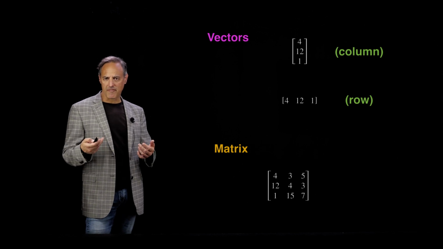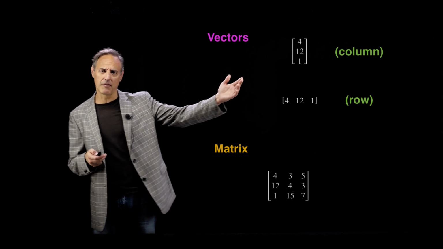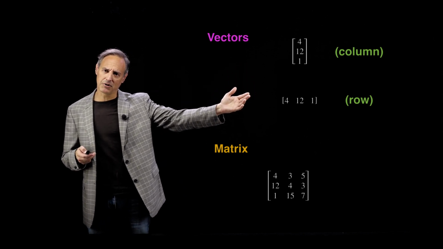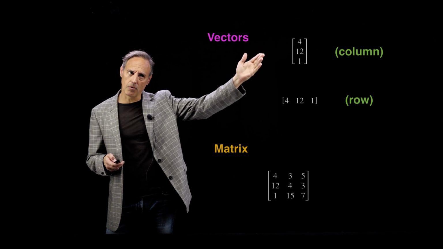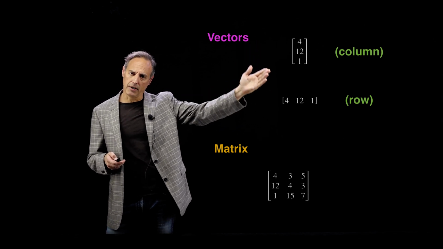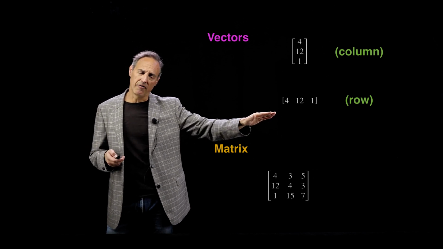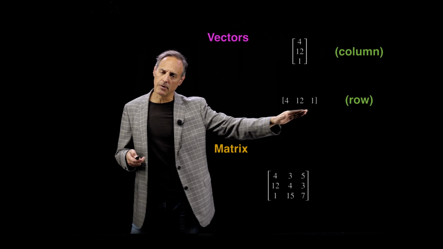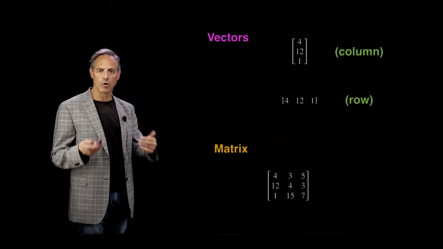One way to think about a vector is that it's just a really skinny matrix. I've given you two examples of vectors here. This is a column vector in which the data or numbers are arranged vertically. That's one way to arrange your data. A vector can also be a row of numbers, and that's a row vector. So we have column vectors, we have row vectors.